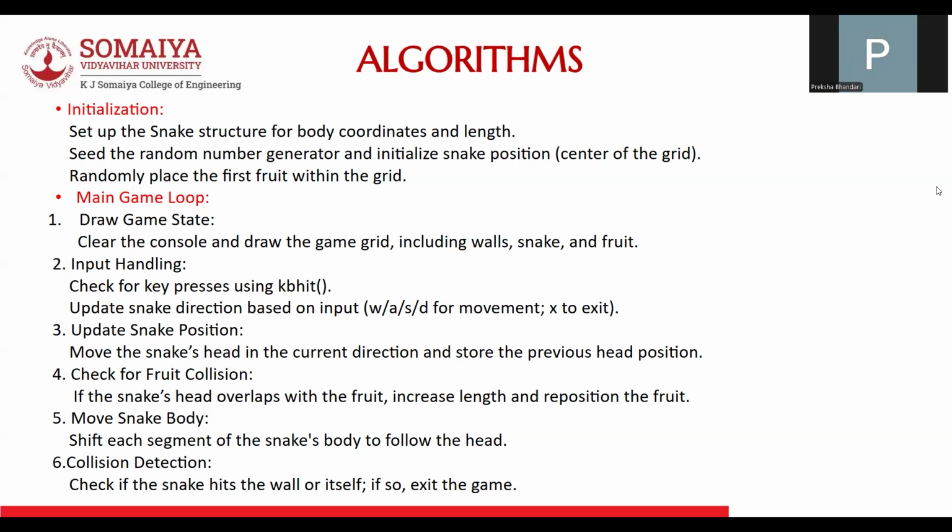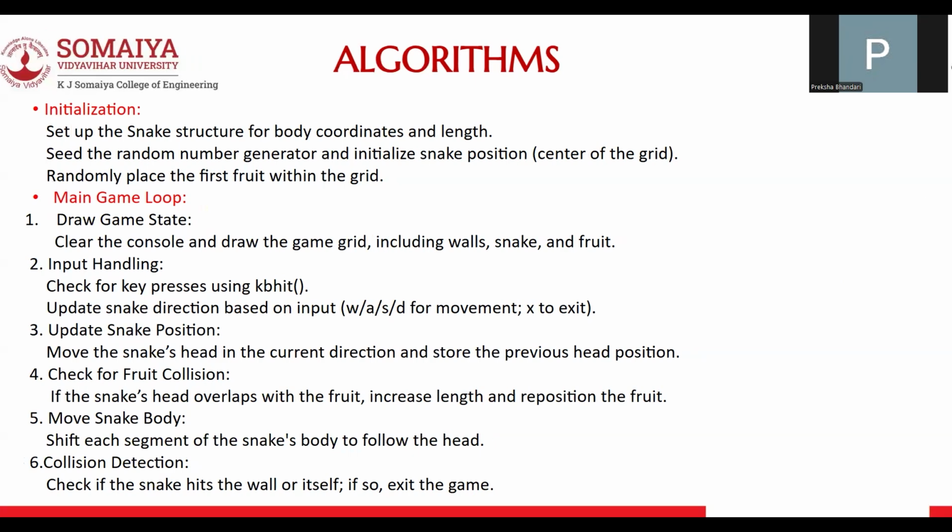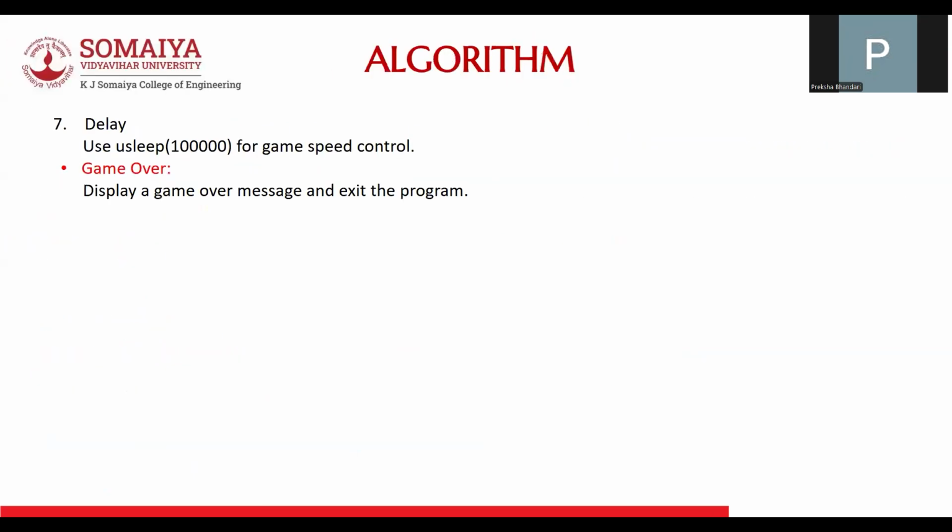Sixth is collision detection. Check if the snake hits the wall or itself. If there is a collision, exit the game. Seventh, delay. Use a sleep for game speed control. And then game over. Display a game over message and exit the program.